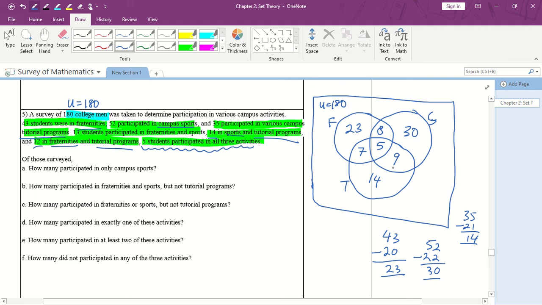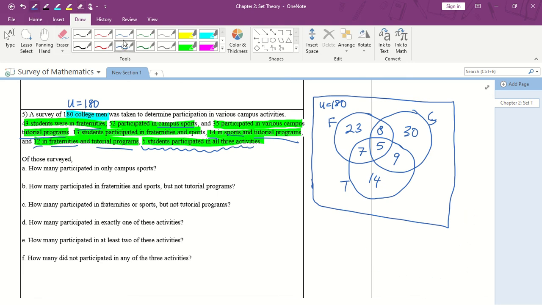And now we need to use 180 to subtract all of this to find out about the other students. How many students don't want to join any of these sports, tutorial, or fraternities? So let's try to subtract. For convenience sake, let me use a calculator. So 180 minus 23, minus 8, minus 30, minus 7, minus 5, minus 9, minus 14. The answer here is 84. There are 84 students that don't participate in any of these 3 activities.